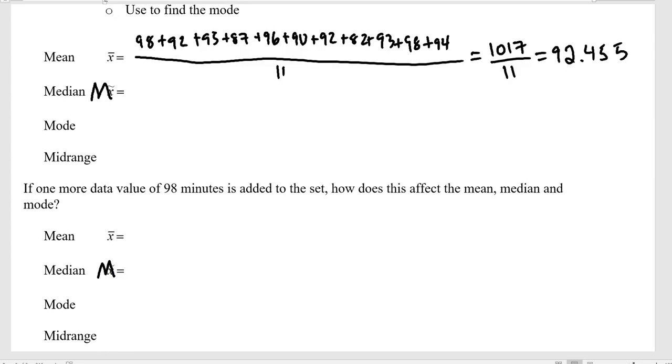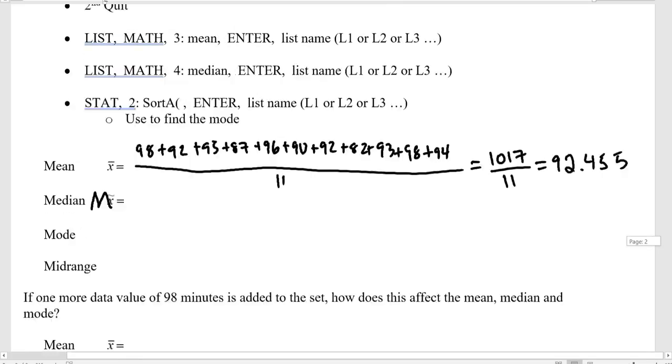So I added those numbers and I got 1017 divided by 11. So we got an average of 92.455. That would be the sample mean. Now to do the median, keep in mind I'm not just going to pick the number right in the middle. What I need to do is I have to put these numbers in order.